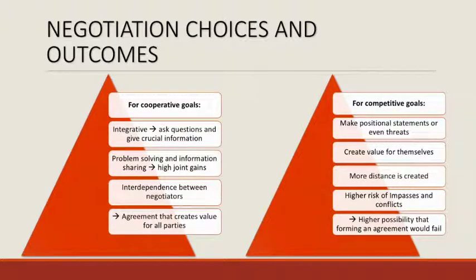So for cooperative goals, you are also trying to solve all problems, and you are really open to share crucial information to have more high joint gains at the end. Whereas on the other side, you would create this value for yourself, and thereby you would create more distance to your counterpart. So this would also in a way end up with higher risks of impasses and conflicts.